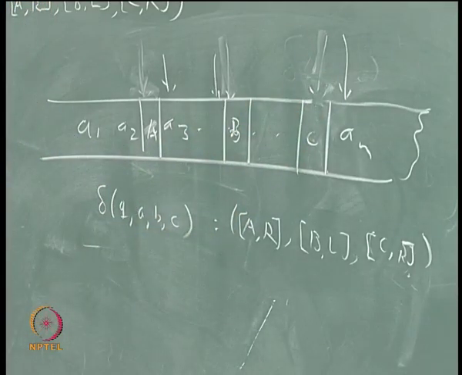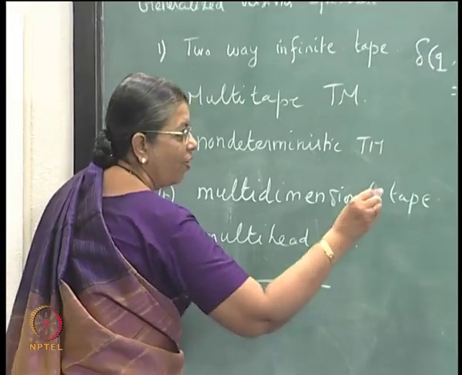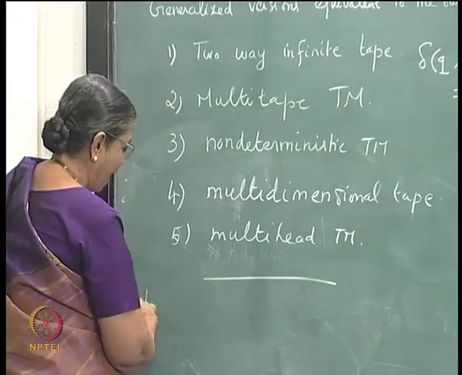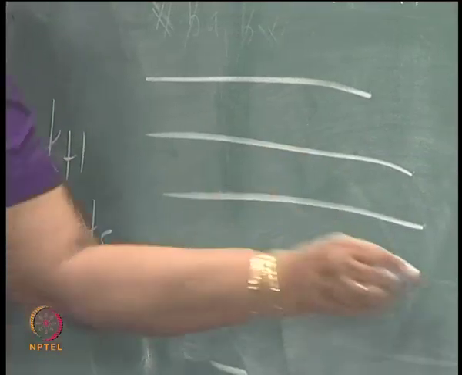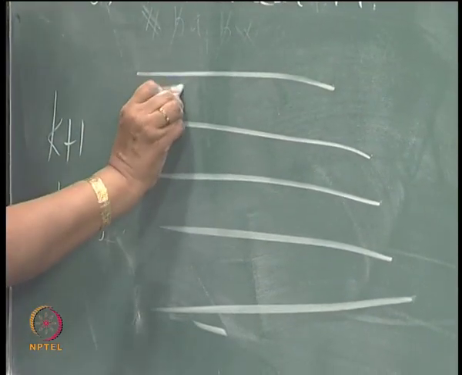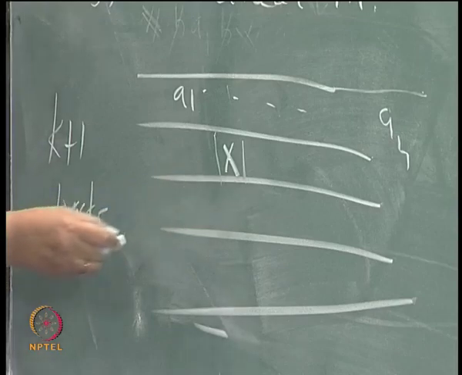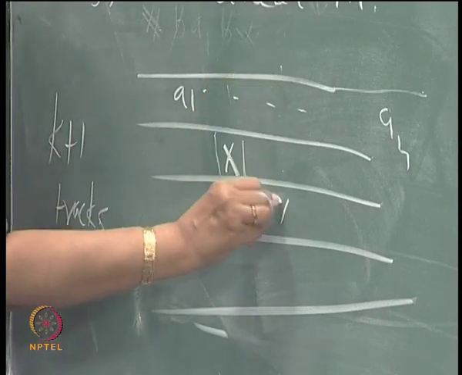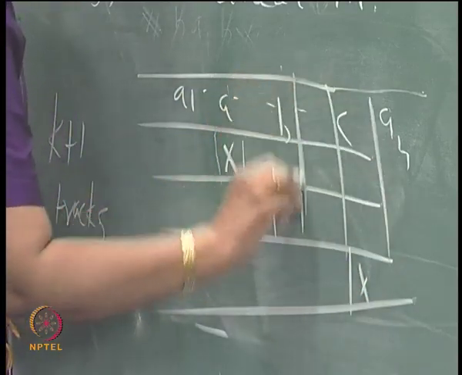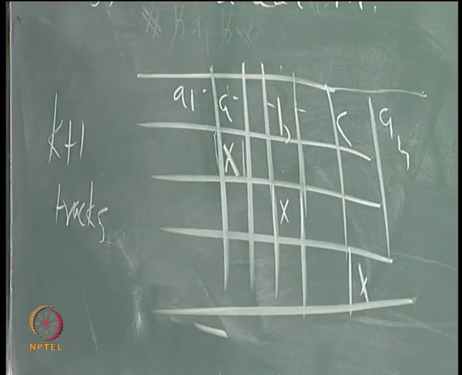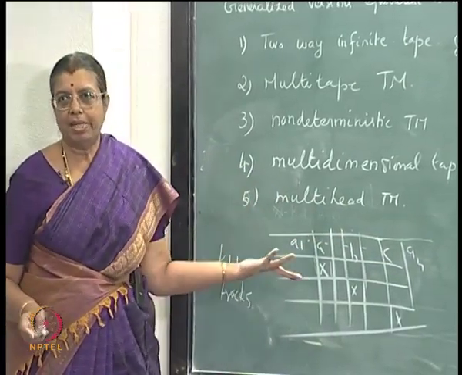Now, how can this be simulated? Multi-track, again the same idea of multi-track. If you are having k heads, you will have k plus 1 tracks. Suppose I have 3 heads, input will be there in the first track and the first tape head position will be marked in the second track, second head position will be marked on the third track and so on. Again in a similar way, making a left to right move, right to left move, we can simulate the behavior.